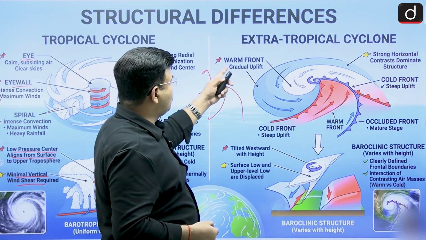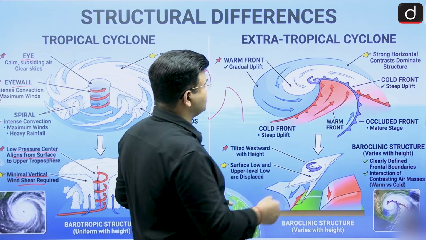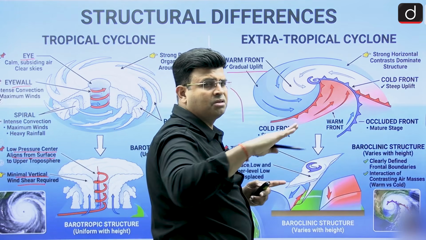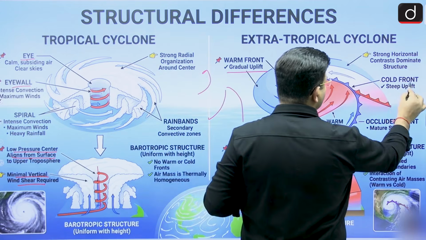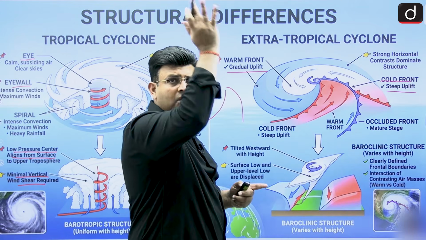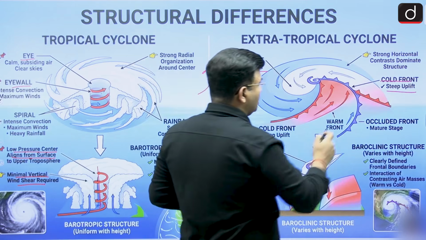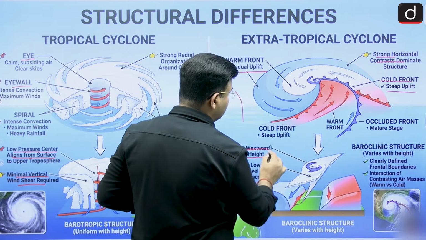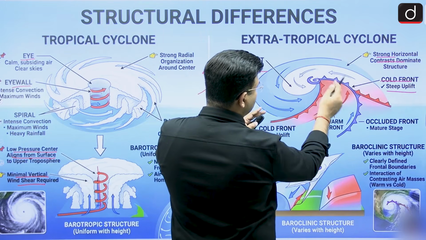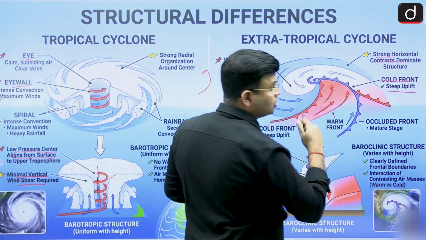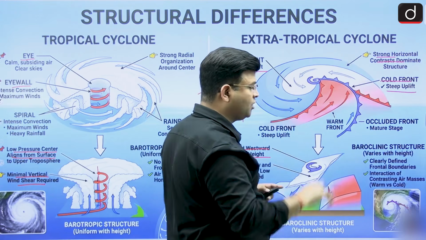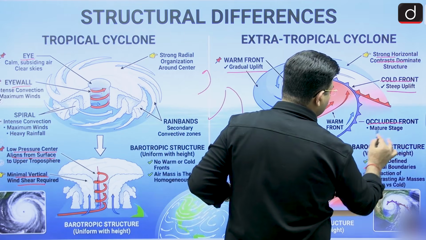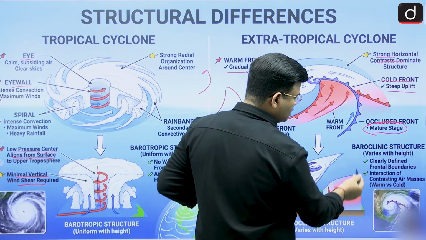Here we can say there is a warm front, with gradual uplift. In the warm front, the warm air mass is gradually uplifting, and in the cold front there is a steep, sudden uplift, and strong horizontal contrast dominates the structure. And here the tilt is westward with height. If I am talking about where the cold front is, it is on the western side, so it tilts westward, and there the occluded front is in a mature stage after the cyclone finishes.